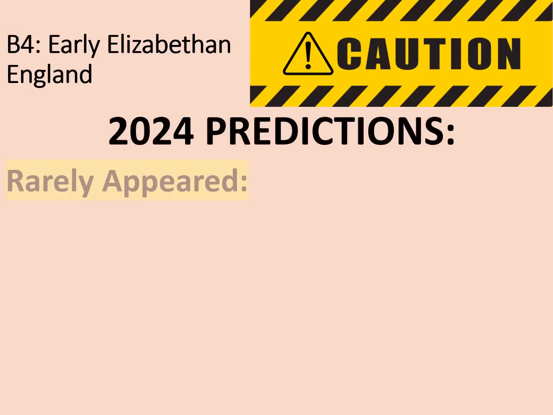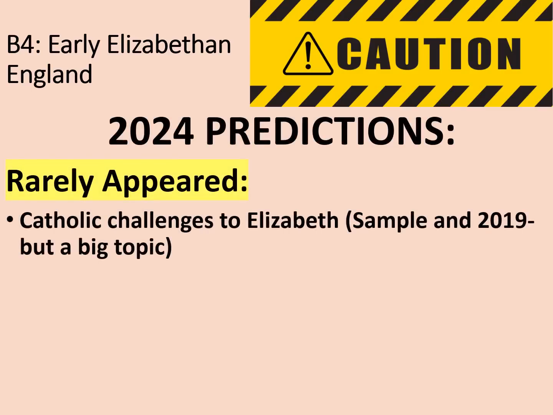As for the topics which have only rarely appeared, Catholic challenges to Elizabeth has only rarely appeared. This has appeared in the sample paper and also the 2019 paper, but it is quite a big topic and it is deeply related to the Catholic plots, which of course have been the focus of many papers going forward. So I almost didn't include this one, but I thought it was worth mentioning for completeness.